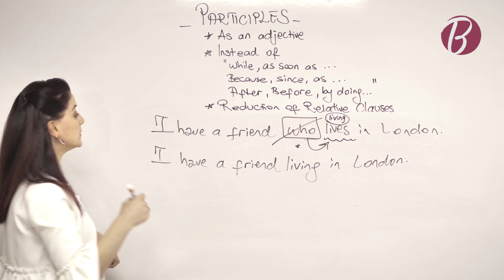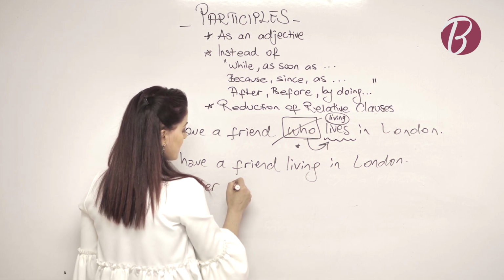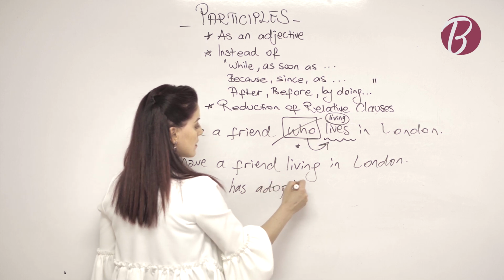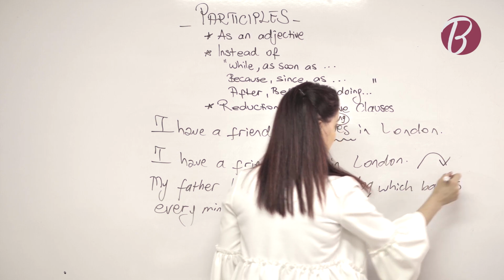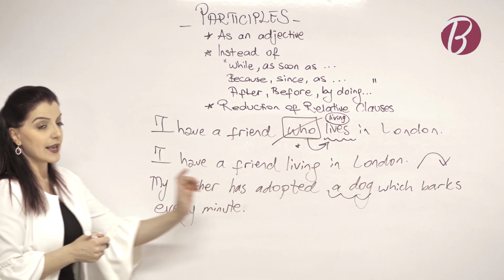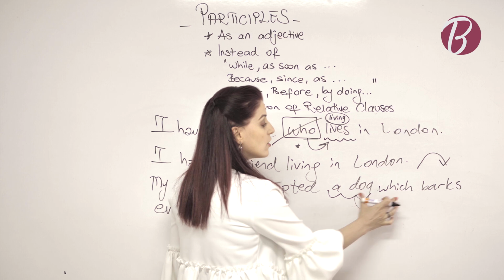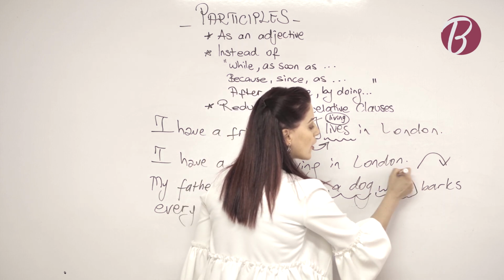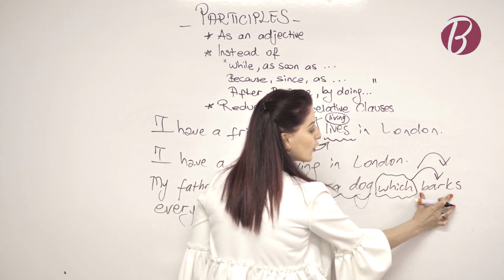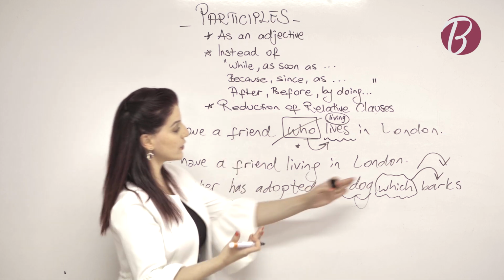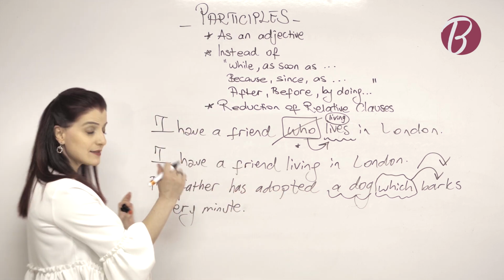Let's see one more example. My father has adopted a dog. As you see, in this sentence, I'm defining the dog. So, a dog which barks. This is the relative pronoun. And what is the verb here? This is bark. This is the verb. In active form or passive form, you can see clearly it's an active form. So, we can make our sentence in this way.